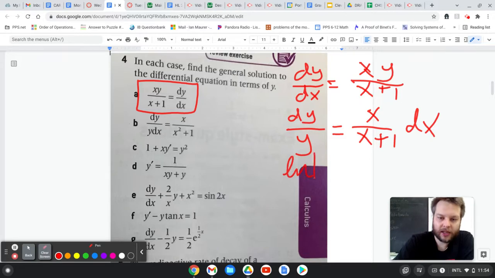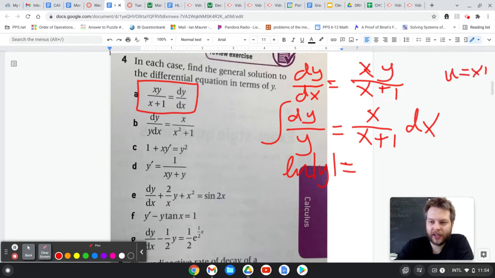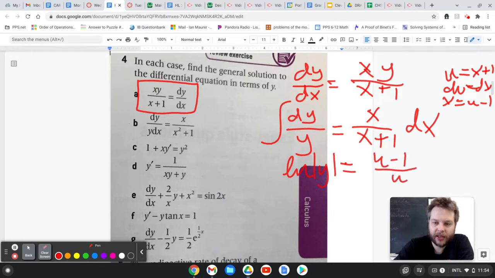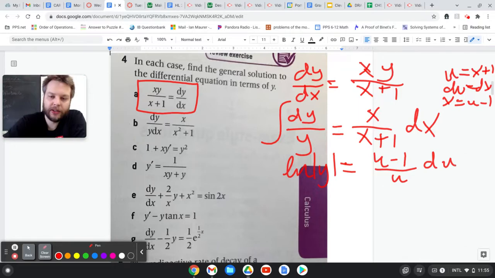The left side becomes natural log of the absolute value of y when you integrate it. And the right side here is one of those little weird u substitutions where the denominator is linear. So you say u is x plus 1, du is dx, and that means that x is u minus 1. I haven't done my integral yet, but I can rewrite it as u minus 1 over u du. And I can further rewrite that as the sum of two fractions, because when the numerator is linear, then you can split it up. So it's just u divided by u minus 1 over u du.